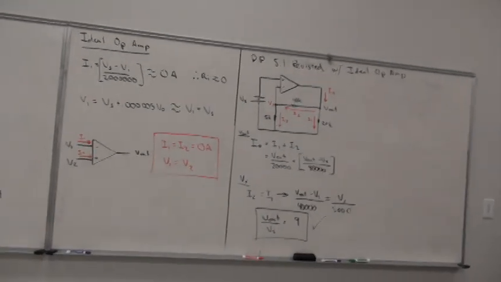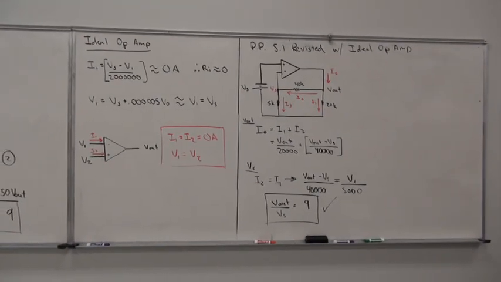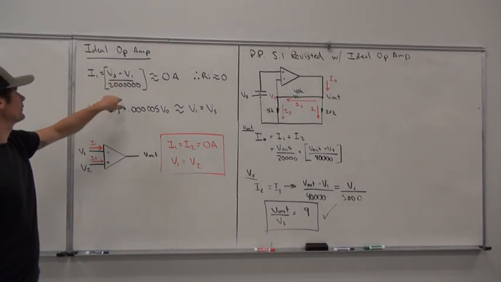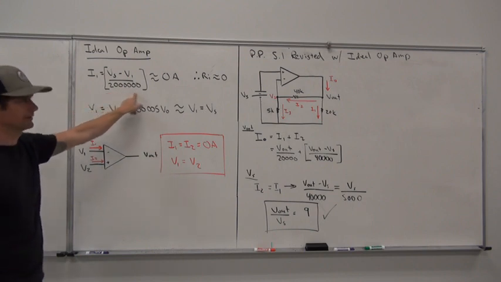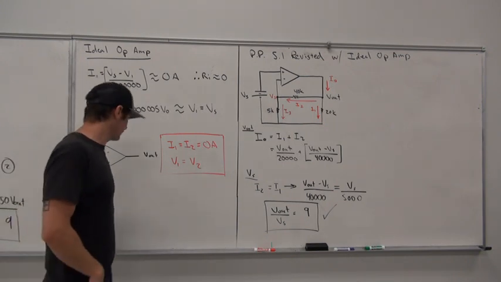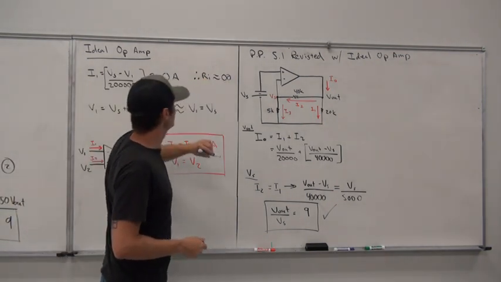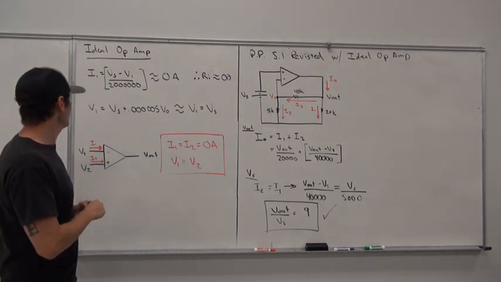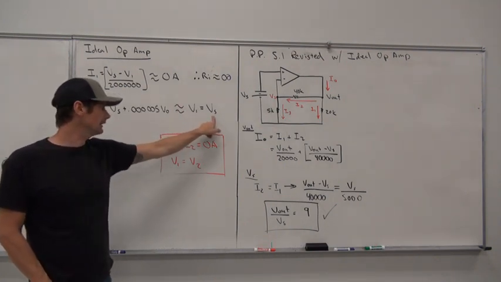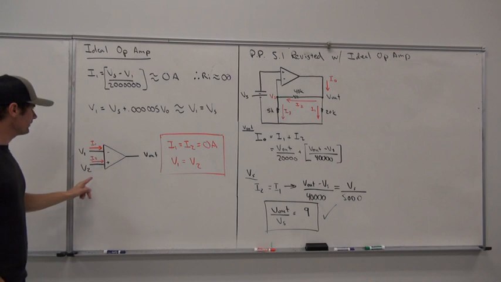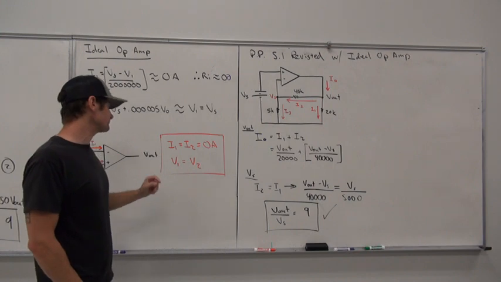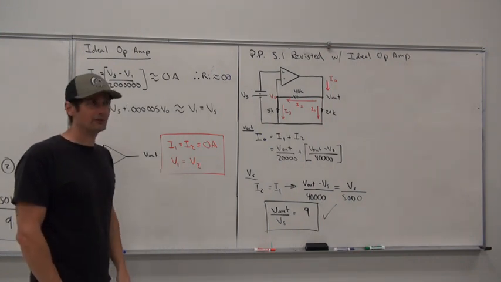Just as I said before, guys, for the ideal operational amplifier, based off what we looked at over here, I1 was equal to Vs minus V1 over 2 million. That's basically 0 amps. So that means the internal resistance is not equal to 0. It's actually equal to infinity. And by this approximation, V1 is equal to Vs. So the ideal operational amplifier means that I1 and I2 both are equal to 0 amps at the input, and V1 is equal to V2.